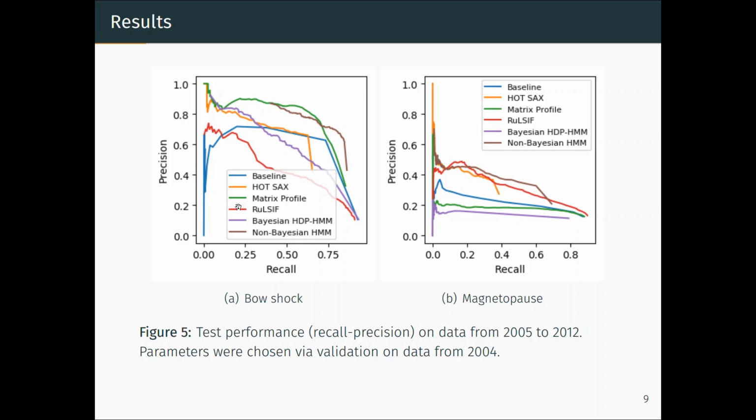For each of the algorithms, we chose parameters via a validation set consisting of data from 2004. We then report performance on data from 2005 to 2012. We see that consistently, the bow shock crossings are detected much better than the magnetopause crossings. Further, the matrix profile is the best at detecting the bow shock crossings. However, across both categories, the non-Bayesian HMM is relatively better.